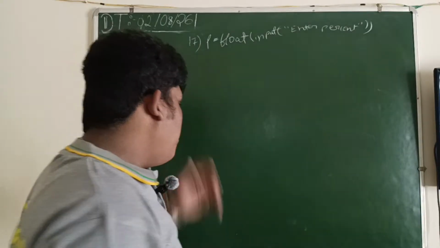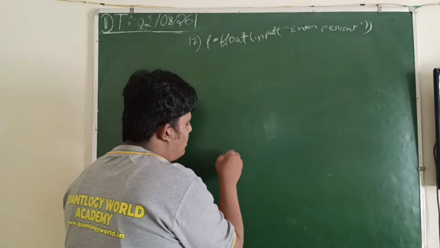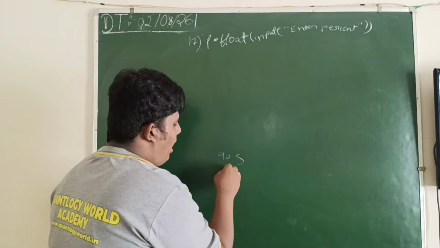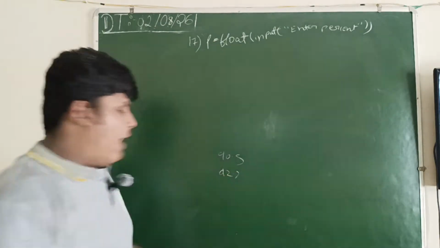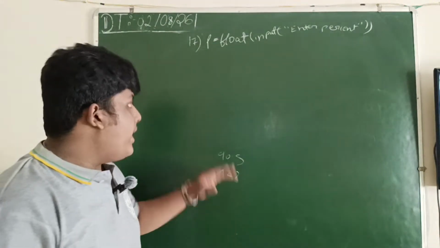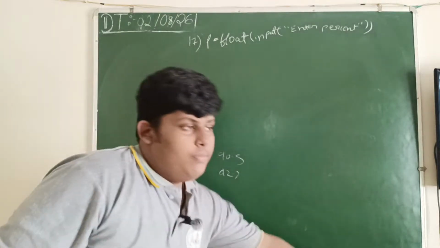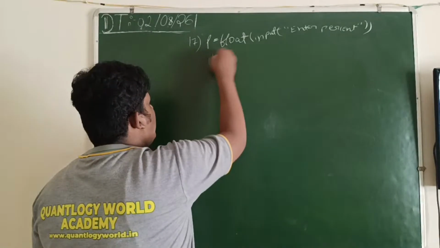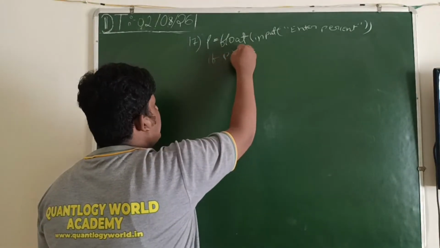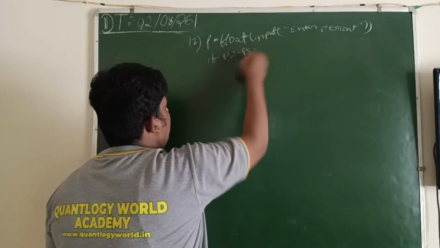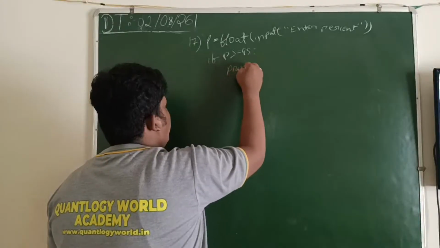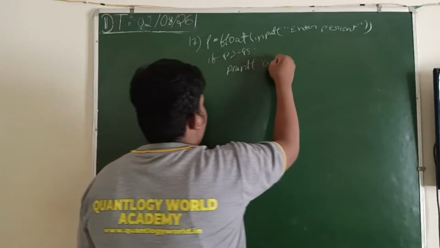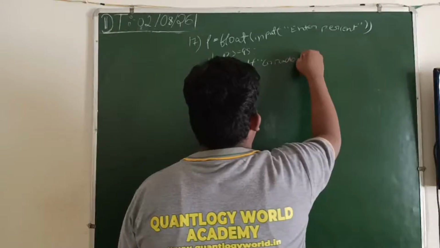Why we are taking float? Because percentage can be like this: 90.5, 92.3. So percent can also be like this, so we are taking the data type as float. If p greater than equal to 95, print grade A plus.